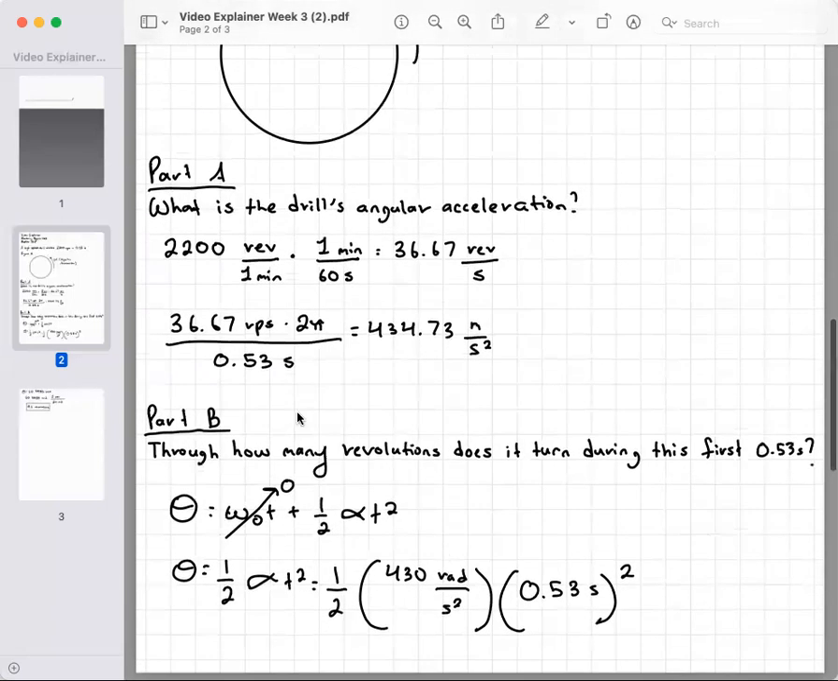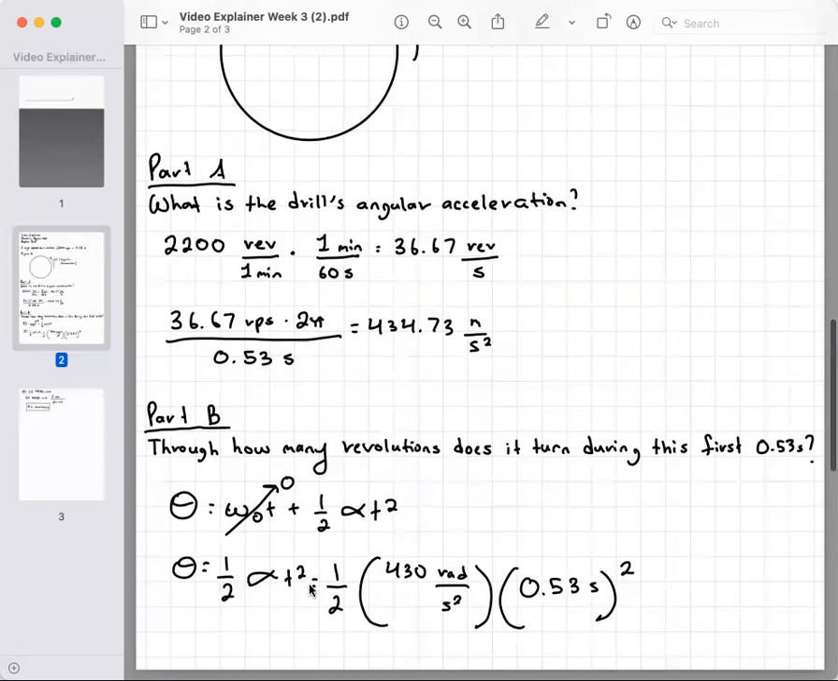So part B states, through how many revolutions does it turn during this first 0.53 seconds? So in order to find that out, we're going to be using this equation. So the revolutions equals the initial angular speed times the time plus 1/2 times the angular acceleration times time squared. And since we're going to assume that the initial angular velocity is going to be 0, this first term is going to cancel out, leaving us only with this term.